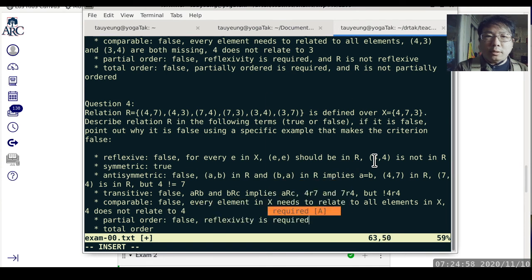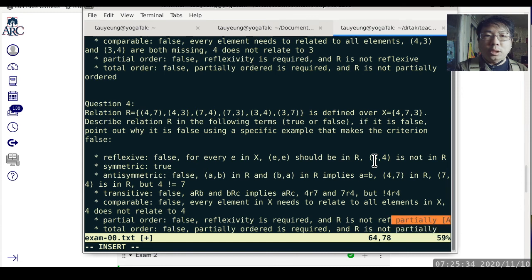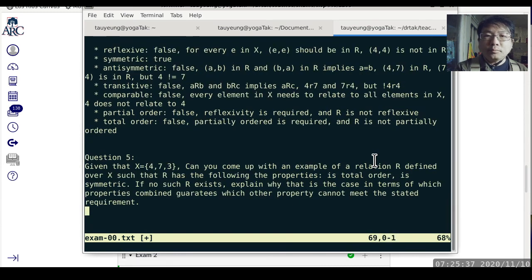Reflexivity is required and R is not reflexive. Now it is also missing a whole bunch of other requirements, but since they're all necessary requirements, if you miss one of the conditions, it is not going to be partially ordered. So quoting just one of the properties that is missing is enough as an explanation. Totally ordered, also false, because partially ordered is required and R is not partially ordered. There we go. All right, so question number 5 is in a slightly different format.